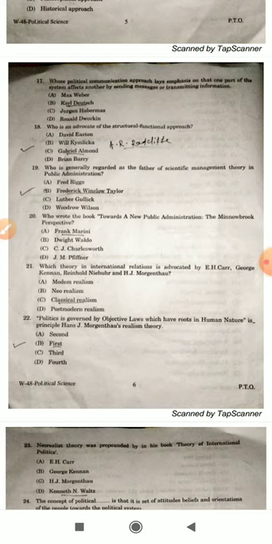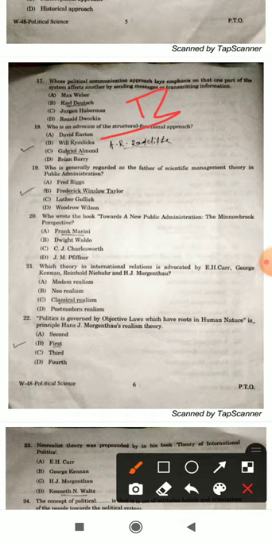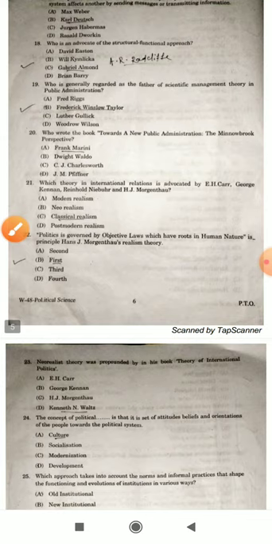Question number 17. Whose political communication approach lays emphasis on how one part of the system affects another by sending messages or transmitting information? Answer is B. Karl Deutsch.